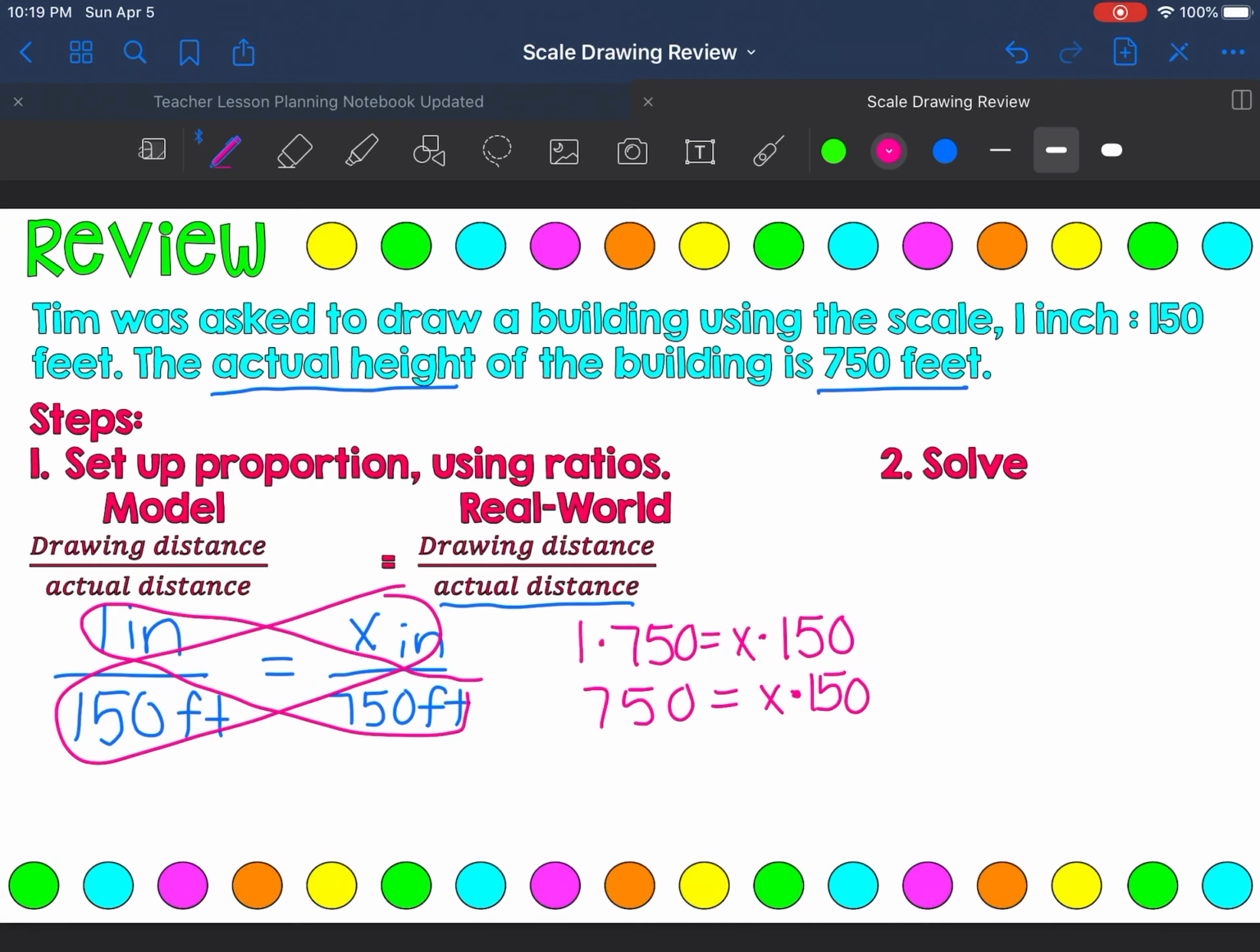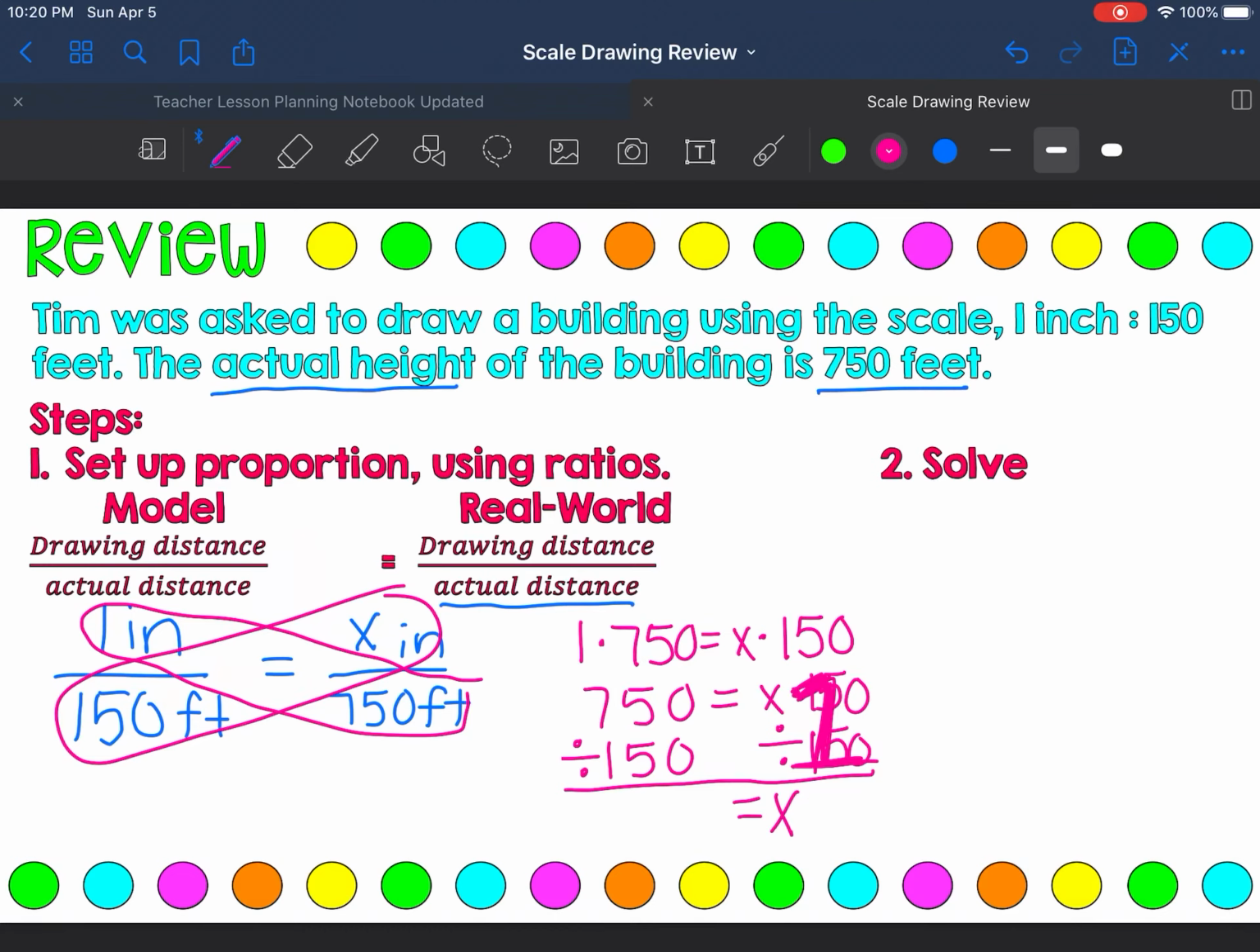This goes back to our last topic. What operation am I doing to x? I'm multiplying. What's the inverse or the opposite of multiplying? Dividing. So that means that I need to divide that number that I'm multiplying by x. That 150, I need to divide on both sides. So I'm going to divide 150 on both sides. 150 divided by 150, that's 1. Any number divided by itself is 1.